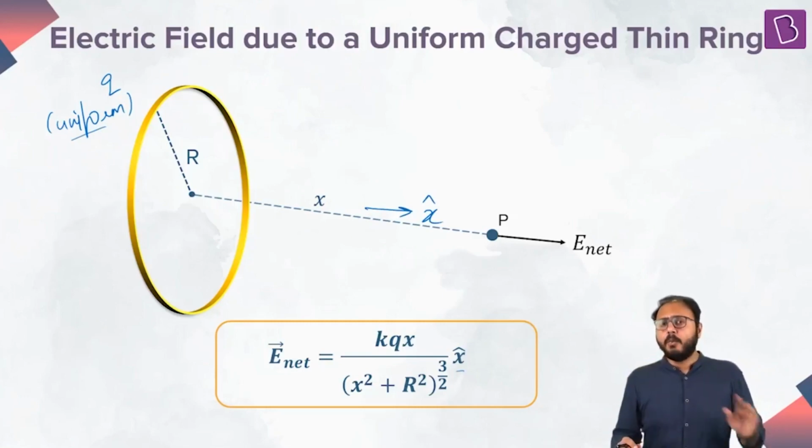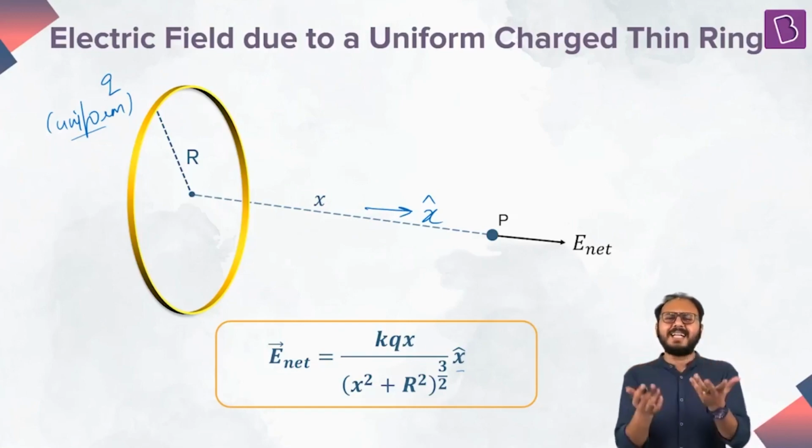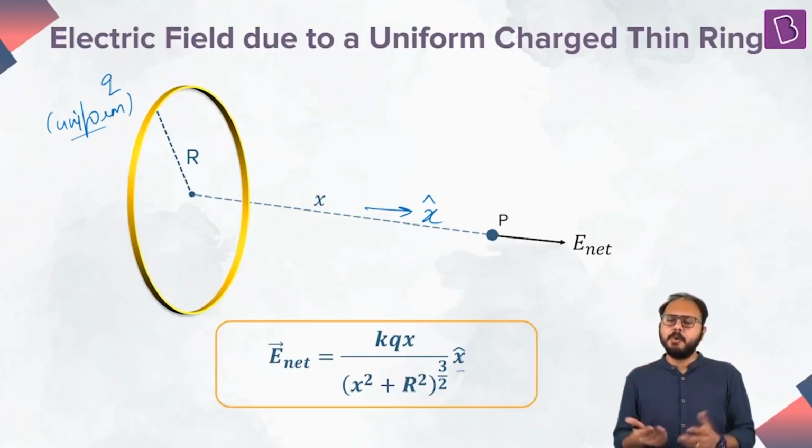If the ring was negatively charged, what happens? Nothing happens except the x cap becomes minus x cap. Even that I don't need to remember. Put the value of charge algebraically. Instead of Q, put minus Q, you are sorted. Understood?